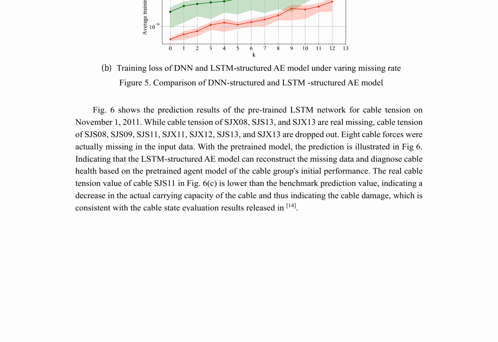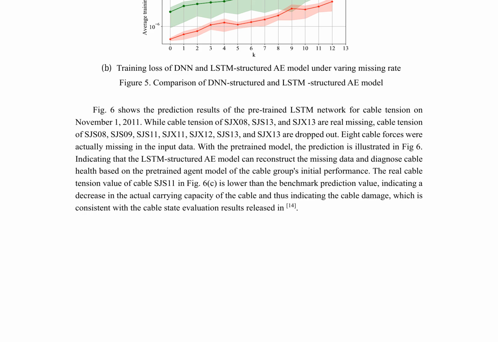This model significantly surpasses the DNN structured A model in spatial correlation only, particularly under the missing data occasion. The research highlights the potential of deep learning models in monitoring and predicting the health of a cable group in a cable-stayed bridge, providing insights into the structural condition of the bridge and identifying potential damage or changes in the cable group.